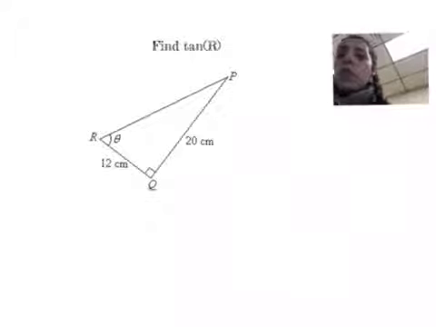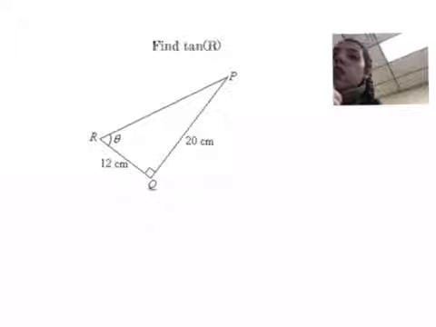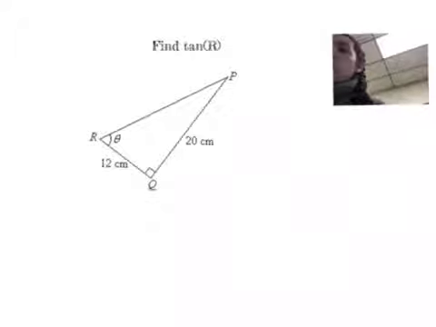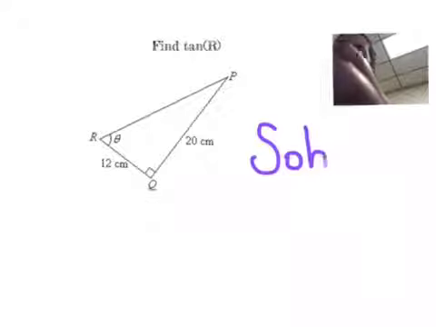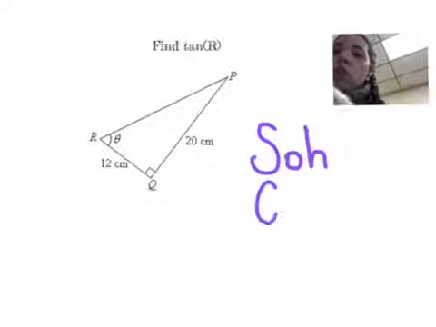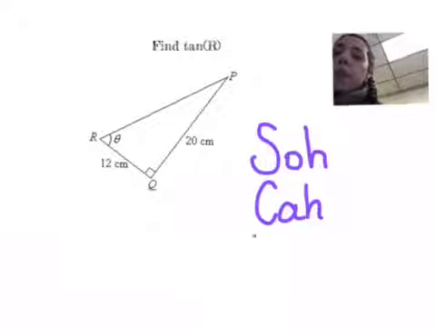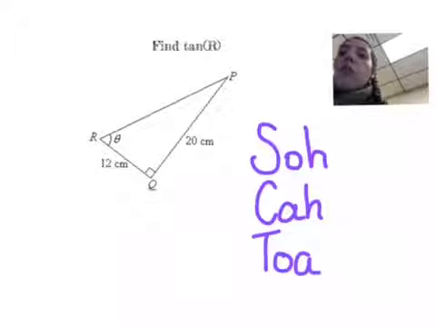Okay, so on this slide, we're going to solve for tangent of angle R right here. Something that you probably have heard of or might be familiar with is the mnemonic. I think it's considered a mnemonic. I don't know the English word for it, but SOHCAHTOA. SOHCAHTOA is a way for you to remember the trig functions and what it's a ratio of.